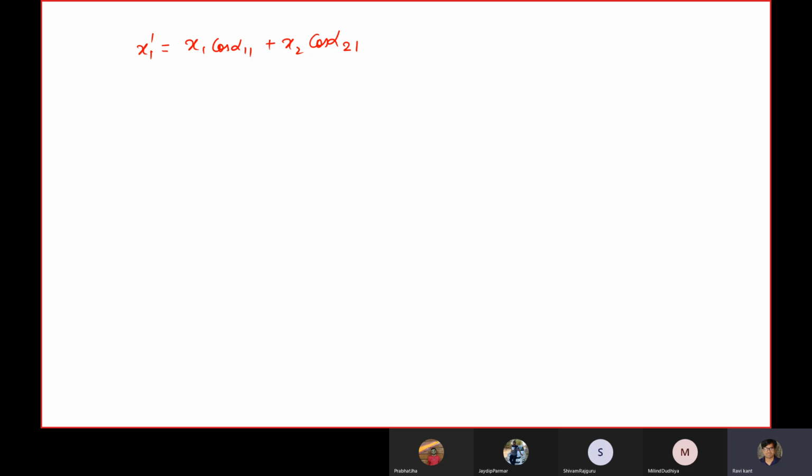I don't want to write cos every time, so I'll put a small notation. I'll replace cos with c. Whenever I see a cos coefficient, I'll write c. And whenever I see a sine coefficient, I can replace it with s, but generally we will not need it here because c will be sufficient, since everything I can convert into cos. And then I can write x1' as x1 c11 plus x2 c21, right?